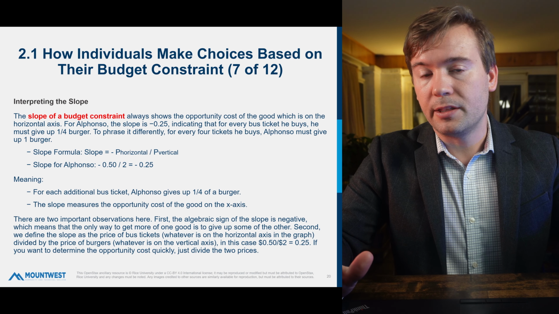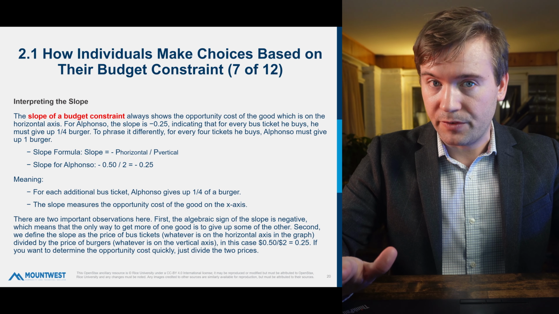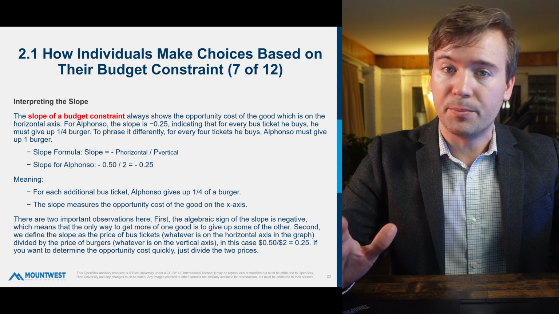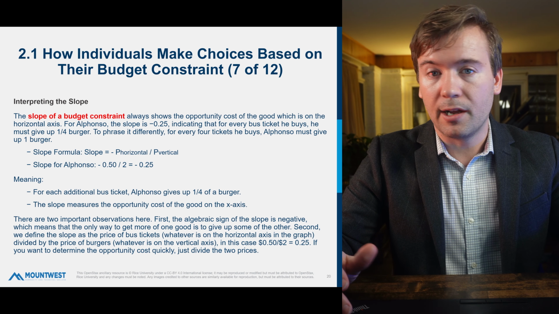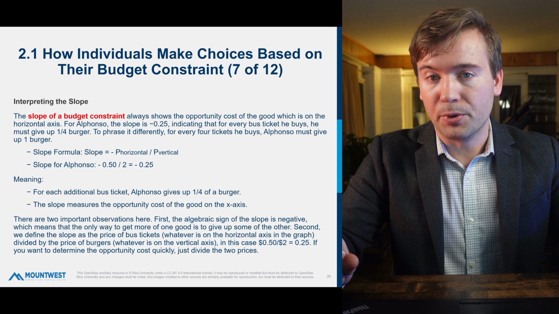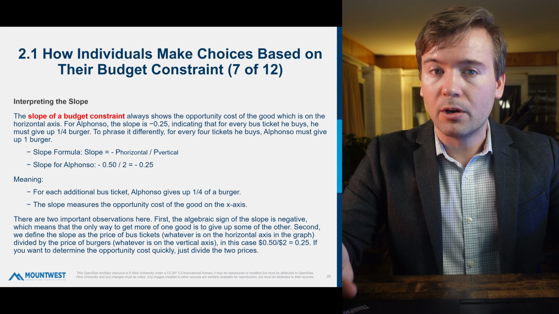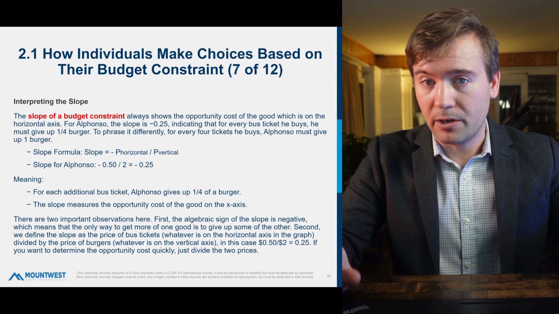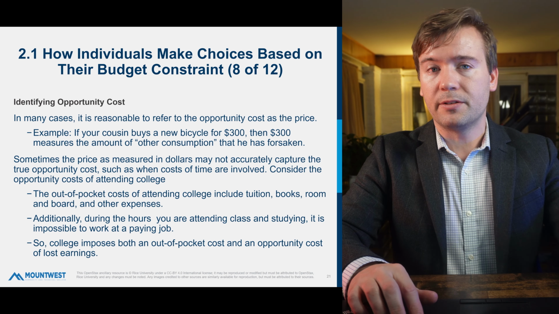We can also calculate the slope as the price of bus tickets divided by the price of burgers, which is 50 cents per bus ticket divided by $2 per burger, which again gives us the 0.25. Now, we can quickly determine the opportunity costs just by dividing those two prices. Now, the negative sign shows that the only way to get more of one good is to give up some of the other, as we already stated previously. That's the trade-off. So this is just a visual demonstration, basically.